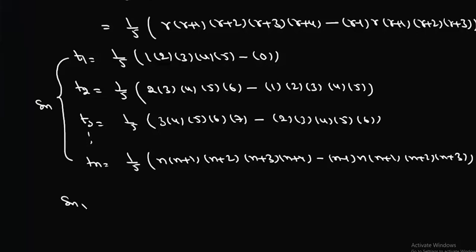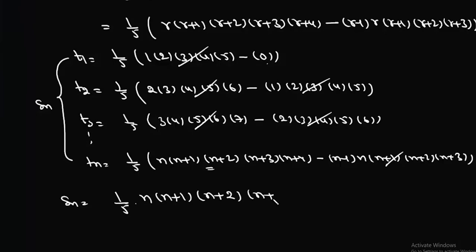Now Sn is the sum of these first n terms. So we'll add them. We can write Sn as t1 plus t2 plus t3 up to tn. Now here these terms will cancel, and what remains is this expression. So it will be 1 by 5 into n, n plus 1, n plus 2, n plus 3 into n plus 4. And that is the answer to this question. Since Sn is proportional to n, S infinity will be infinite. So as n approaches infinity, this sum is going to diverge.